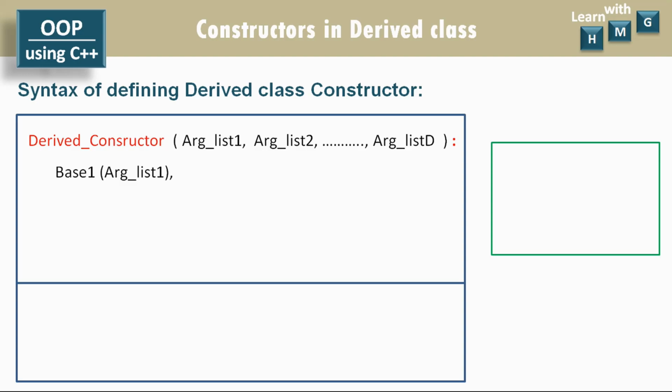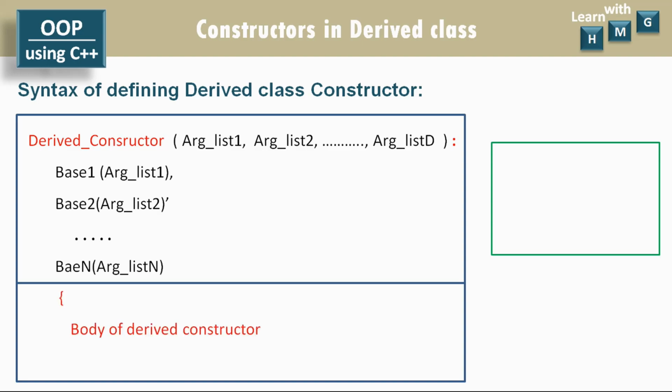Then at the end there is a colon, and this colon specifies there is a continuation on a separate line, and here on the next line I am calling the base class 1. So base 1, this is the name of base class constructor 1, and argument list 1 is passed. Okay, so out of all these argument lists, only argument list 1 is passed to the base class 1 constructor. Similarly, argument list 2 will be passed to base class 2 constructor, and so on. Argument list n will be passed to base class n constructor, and then the body of the derived class constructor will start, and here the argument list D will be used.